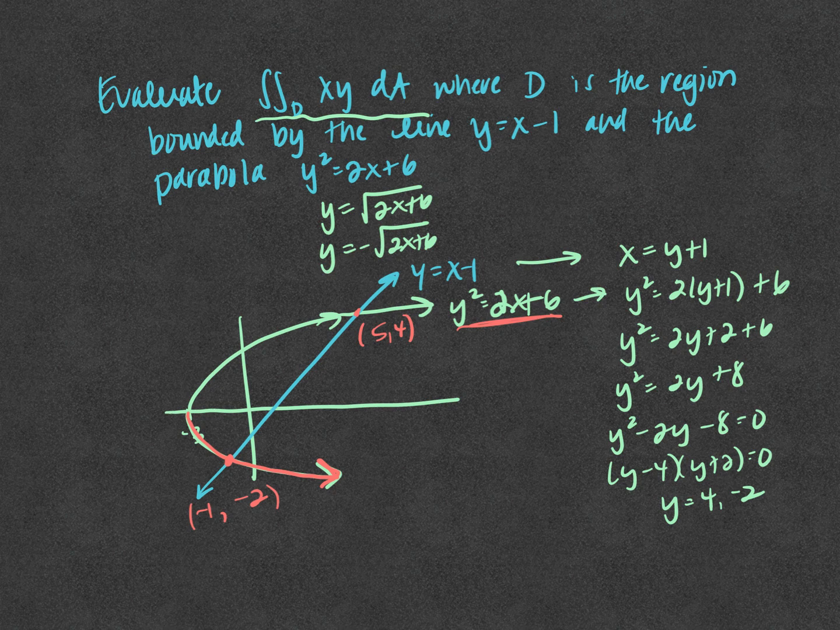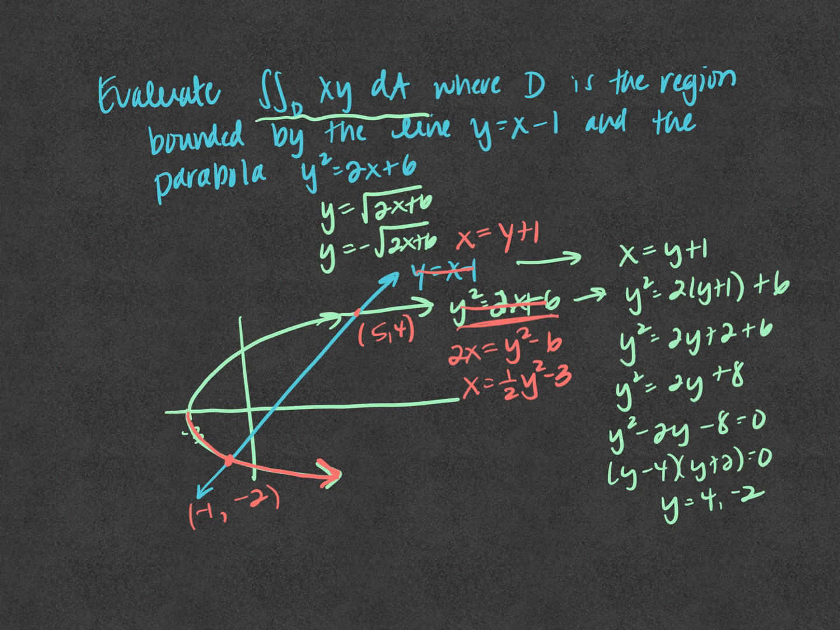So we're going to solve this in terms of y. So we're going to solve for x. So we're going to say 2x equals y squared minus 6. So x equals 1/2 y squared minus 3. And up here we're going to say x equals, we're going to add 1 to the other side, so y plus 1. So now our equations are in terms of y. It is a type 2 equation.